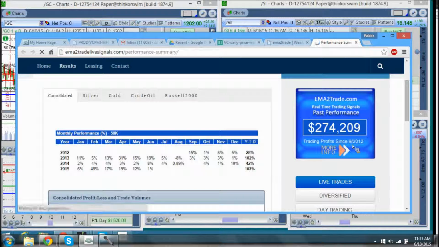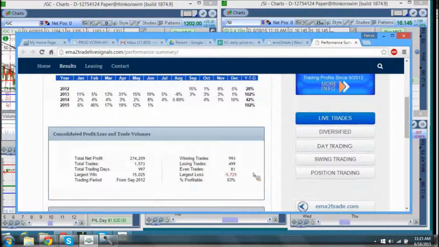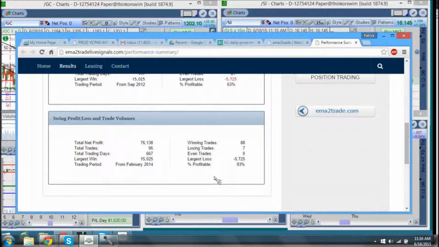we are up $274,209 on a $50,000 account, 102% year to date, and we're running 63% profitable trades with a 3-to-1 risk-reward ratio. Our largest loss was $5,725. Our biggest gain was $15,025. Now, what is really exciting is that the swing trading program is running at 93% probability of success.